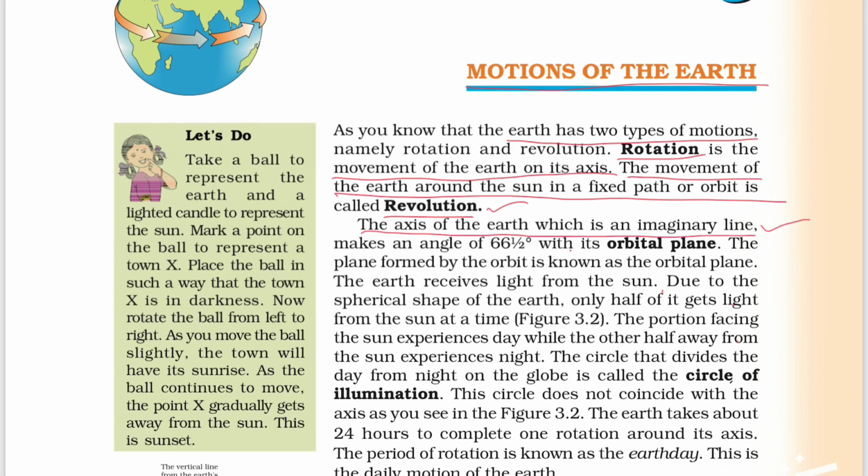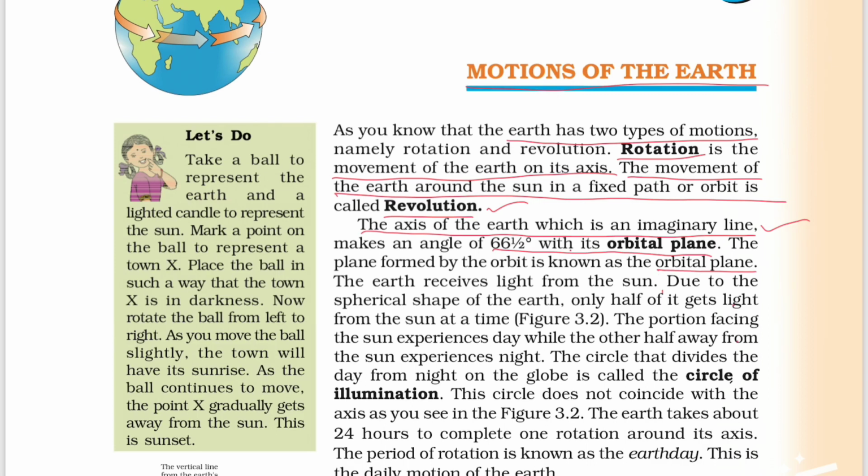The next point here is the axis of the Earth, which is an imaginary line. This we saw in the previous chapter, that Earth has an imaginary line which makes an angle of 66.5 degrees with its orbit plane. So the plane formed by this orbit is called the orbital plane.